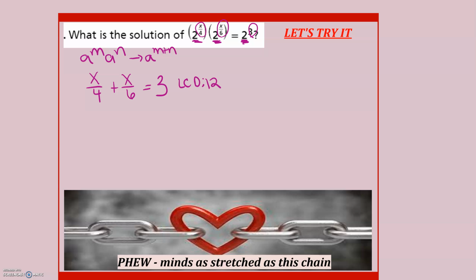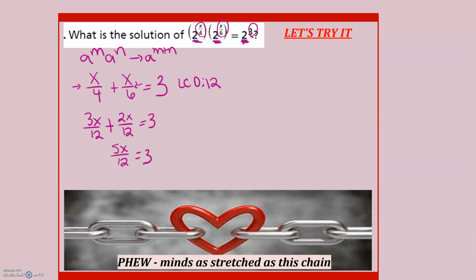And now I need to alter my fractions so I make the denominator 12. That means I need to multiply this by 3 to get that to be 12, and I'd have 3x over 12. I'd have to multiply this fraction by 2, so I would have 2x over 12 equals 3. And now I'm going to just add my fractions, and I have 5x over 12 equals 3.